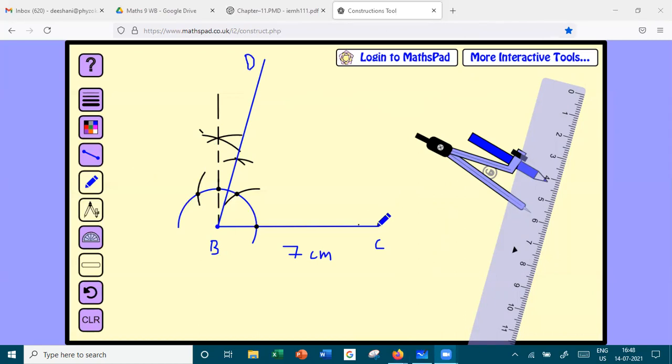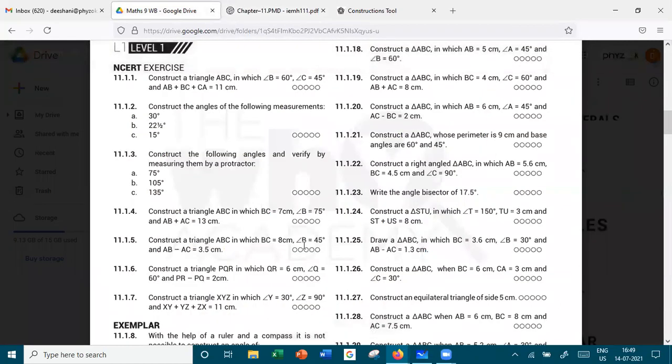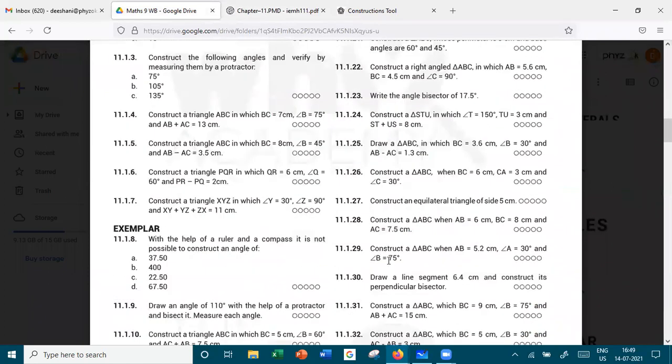Ma'am, even for that, I'm not able to mark the arcs. It's going out of the paper. Oh, okay. We have a problem. Same here, ma'am. Ma'am, I constructed the triangle and the perpendicular bisector of BX. But I'm getting different measurements, equal to 15 centimeters, not 13. Okay, wait. If it's going out of the paper, you can stop. Let me take a question which will fit in the paper.